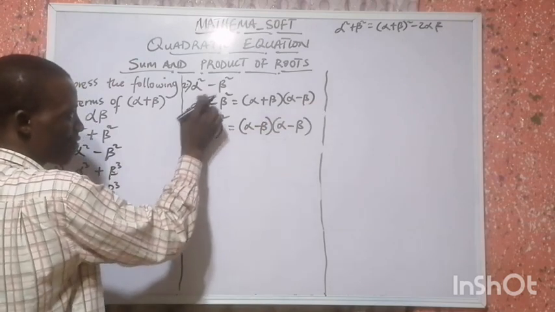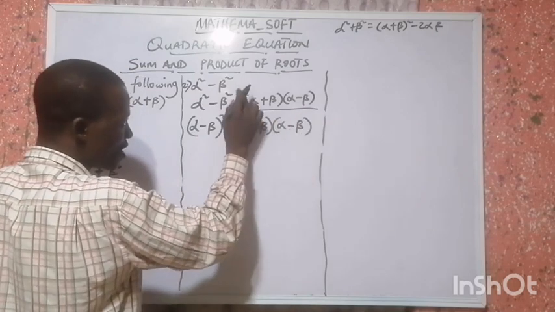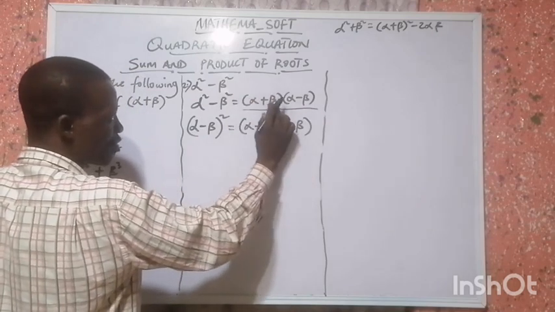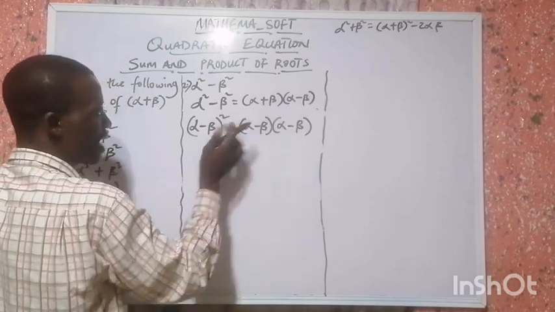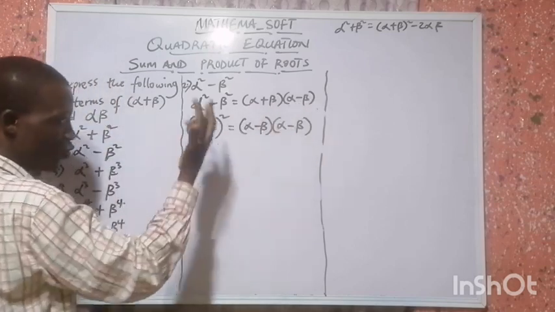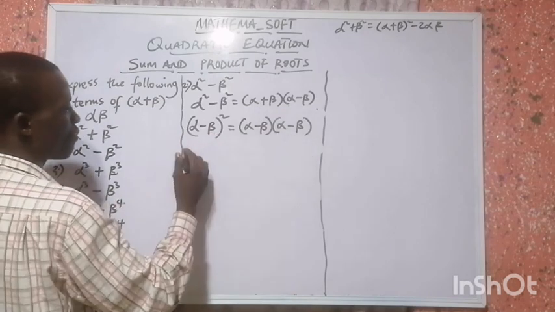The real question is alpha square minus beta square, which we have expanded to be this. But this is already simplified; we don't have any issue with this. We want to break down alpha minus beta, and for us to get alpha minus beta, we have to think of an expansion like this.